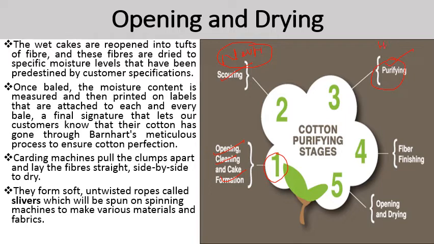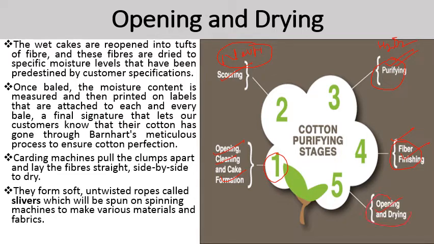Then the third step is purifying. It is done with the help of hydrogen peroxide, which is also used as a bleaching solution to make the cotton totally chlorine free. And the whiteness of cotton also depends upon this step. Then the next step is fiber finishing, in which we add a finishing solution to prevent the fiber from friction.